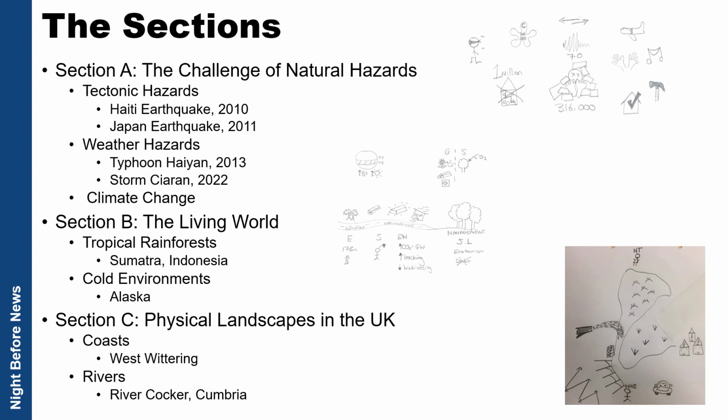Section A is the challenge of natural hazards, where you'll look at tectonic hazards, such as our examples, Haiti and Japan. You'll look at weather hazards, such as our examples, Typhoon Haiyan and Storm Kieran. And then you'll look at climate change as well. Section B is the living world, where you'll look at tropical rainforests and cold environments with our case studies Sumatra, Indonesia and Alaska. Section C, you'll look at the physical landscapes in the UK, focusing on coasts and rivers, not glaciers, where you'll look at our case study of West Wittering and the River Cocker.